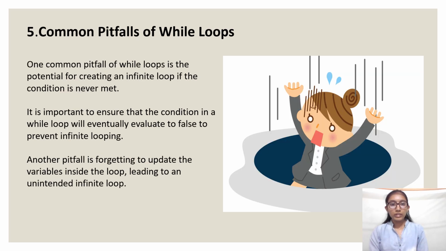Common pitfalls of while loops. One common pitfall of while loops is the potential for creating an infinite loop if the condition is never met. It is important to ensure that the condition in a while loop will eventually evaluate to false to prevent infinite looping. Another pitfall is forgetting to update the variables inside the loop, leading to an unintended infinite loop.